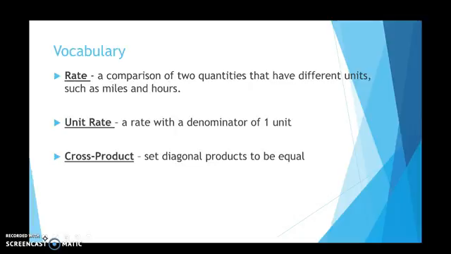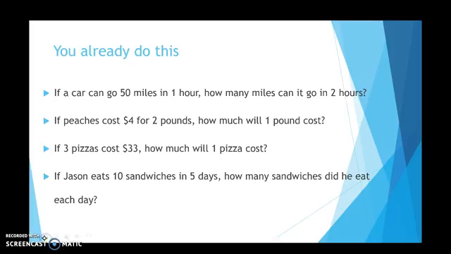And then cross product is going to be when you set diagonal products to be equal together. So with unit rates, we are writing proportions, and cross product is how we're able to solve for the variable x. So we already know how to do this. We've already learned it. We talked about it before.